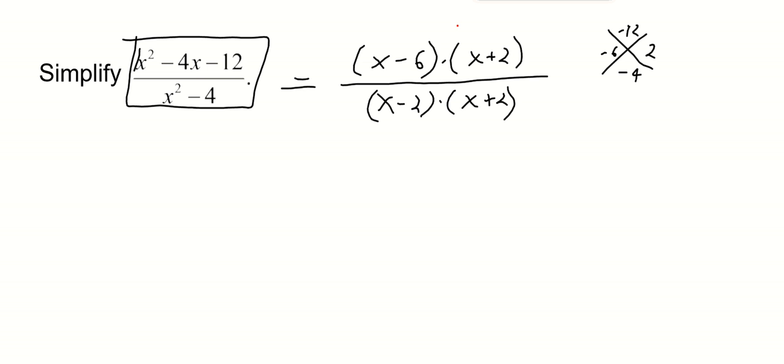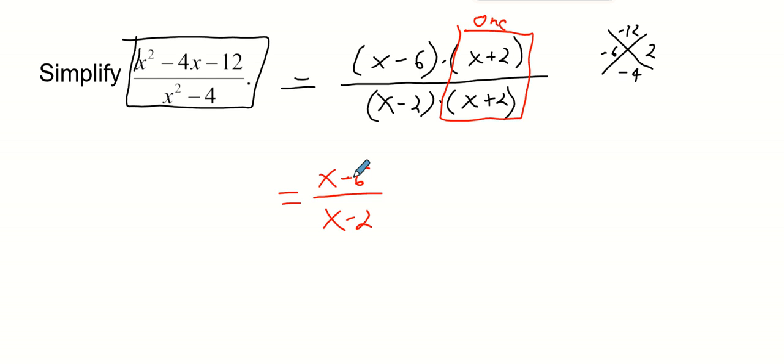So notice I get x plus 2 over x plus 2. That is just 1. Okay, so my answer is what's remaining. So my simplified form of this is x minus 6 over x minus 2.